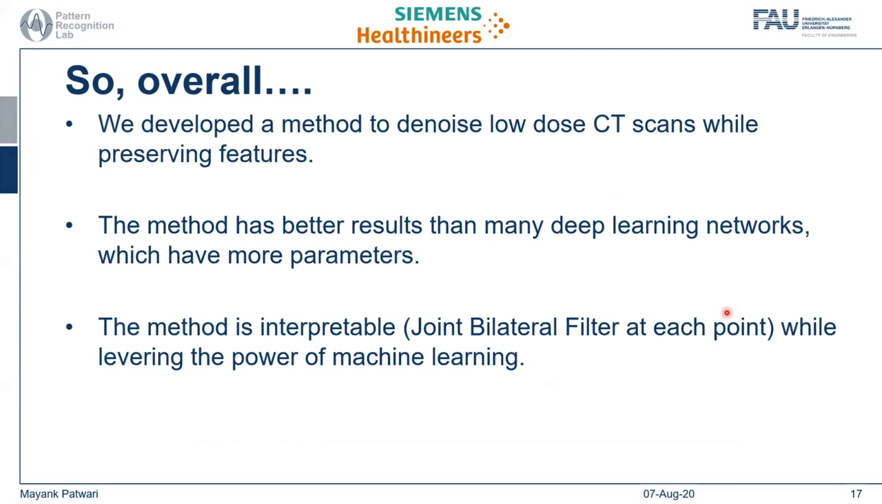Overall, what have we achieved? Let me summarize. We developed a method to denoise low-dose CT scans while preserving features. This method has better results than many state-of-the-art deep learning networks while having somewhat fewer parameters. We are literally tweaking just the 2 parameters of the filter at this point. This method is somewhat more interpretable because we know at each point it's applying a joint bilateral filter while still leveraging the power of machine learning.